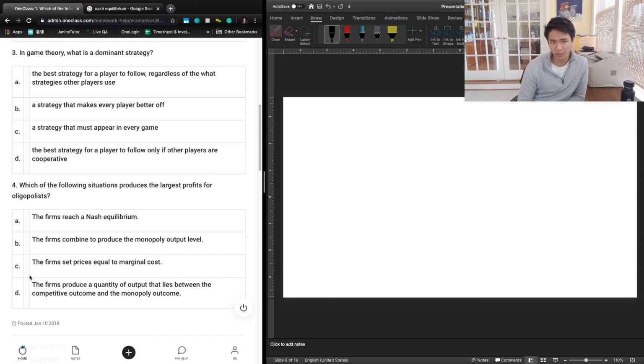A, the best strategy for a player to follow, regardless of what strategies other players use. B, a strategy that makes every player better off. C, a strategy that must appear in every game. Or D, the best strategy for a player to follow only if other players are cooperative.